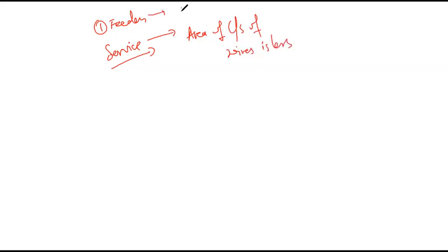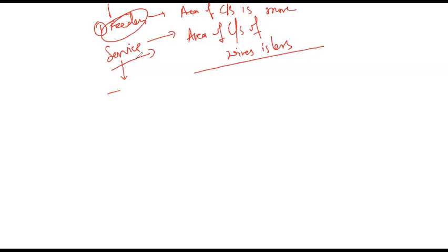So the area of cross section is more. That is what it is there, and the current carrying capability of the feeder is high and this one is low here. Okay, so this forms the major distribution network.